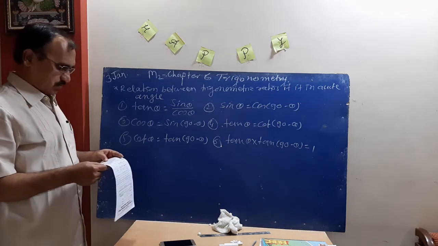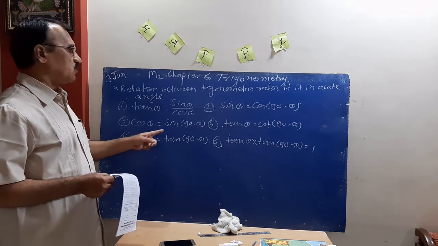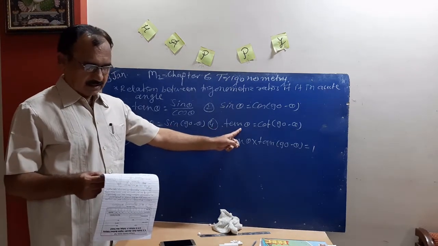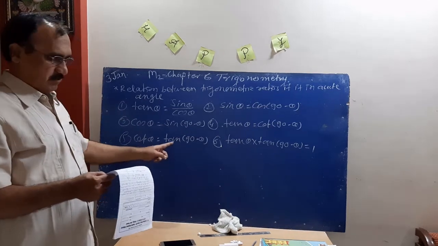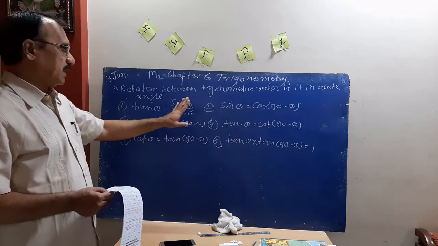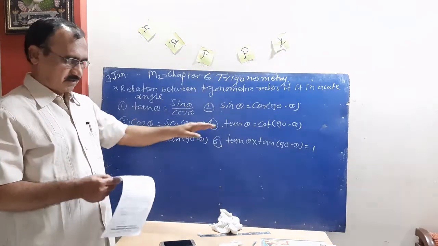Tan theta is equal to sin theta upon cos theta, sin theta is equal to cos 90 minus theta, cos theta is equal to sin 90 minus theta, tan theta is equal to cot 90 minus theta, cot theta is equal to tan 90 minus theta, and tan theta into tan 90 minus theta is equal to 1. These are the relations between sin, cos and tan, and this is already seen in 9th standard.